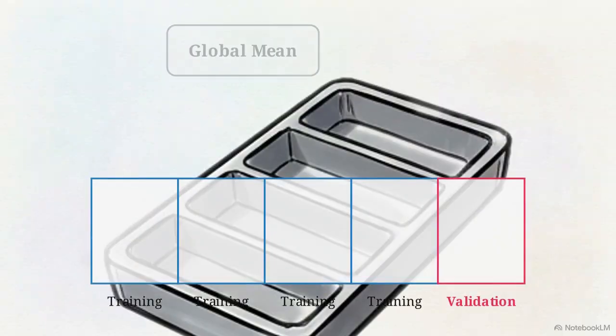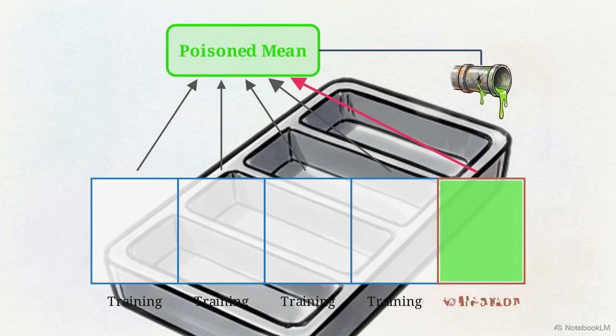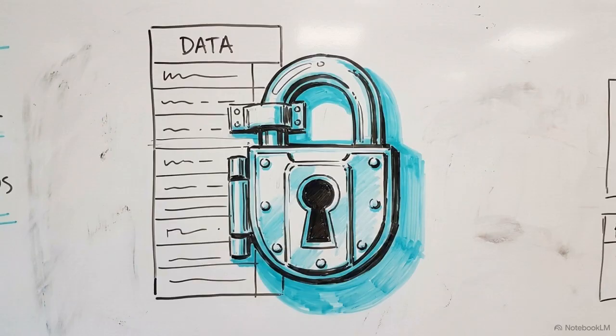If the encoder is fitted globally before the split, the designated validation folds have already contributed their target labels to that global mean. The test is poisoned before the model even trains. CatBoost isolates this leak using its core statistical innovation, ordered target statistics.